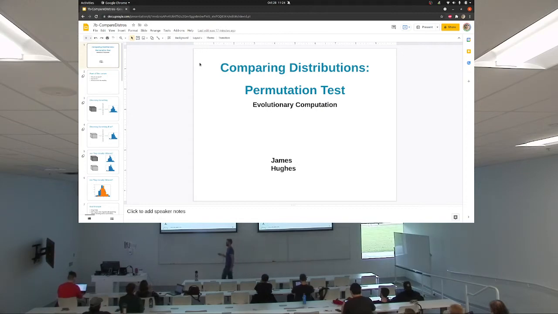We're interested in comparing distributions. And the king way to do that is a permutation test. And there's going to be a lot of things.